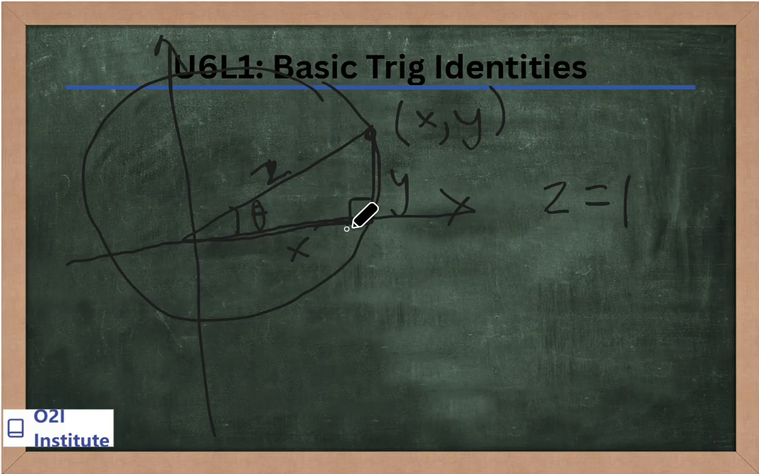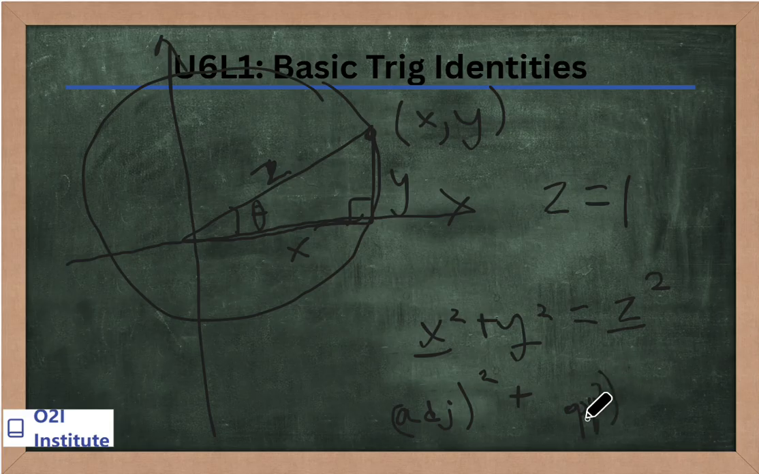And now we can use Pythagorean theorem to know that x squared plus y squared is equal to 1, or z squared. Now we can substitute all of these. What is x? Well, x is just the adjacent side. So adjacent side squared plus what is y? The opposite side squared is equal to the hypotenuse squared. This will be very important later on.